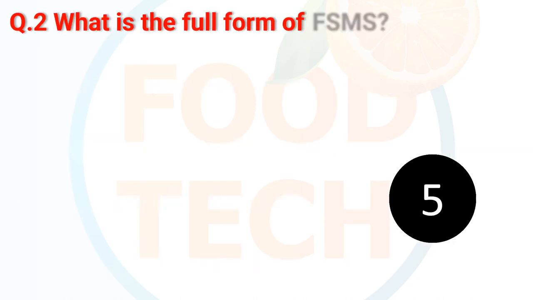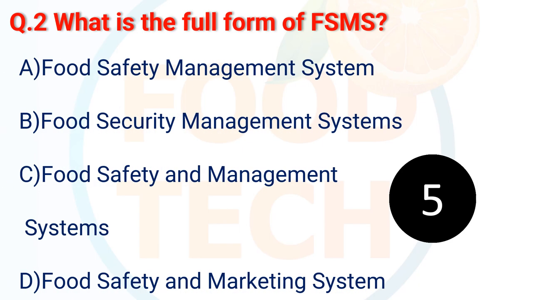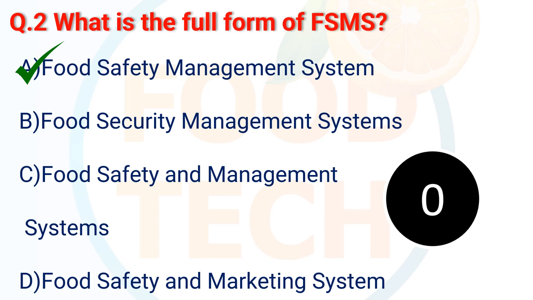Question 2. What is the full form of FSMS? A. Food Safety Management System. B. Food Security Management System. C. Food Safety and Management System. And D. Food Safety and Marketing System. The answer is A. Food Safety Management System.